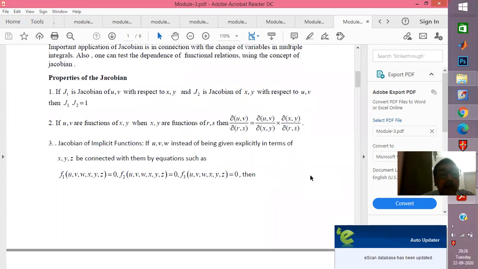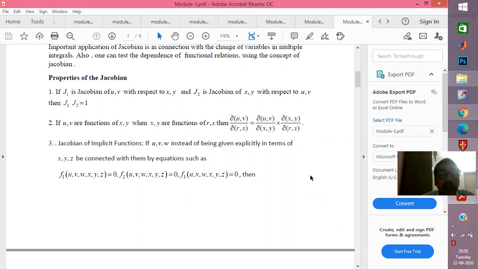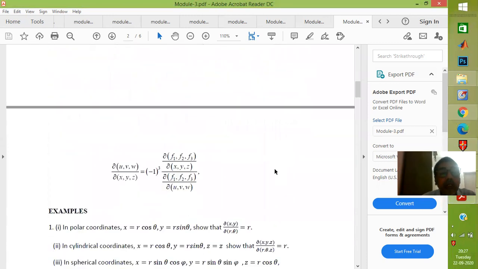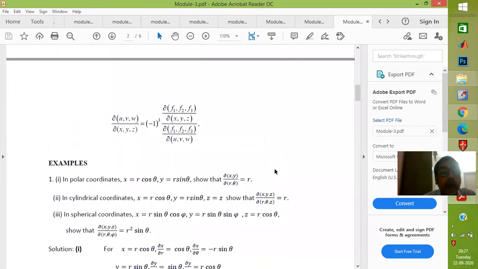One of the main takeaways of Jacobians at a higher level is to use the Jacobian to find out derivatives of implicit functions. So this particular rule, dou u v w by dou x y z, can be obtained in terms of ratio of partial derivatives. The sign would depend upon the number of variables we are connecting. Because of an odd number, you can see -1 whole cube. So this can be a very valuable tool in order to find out dou u v w in terms of dou x y z.